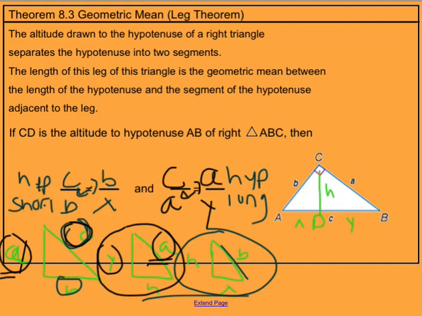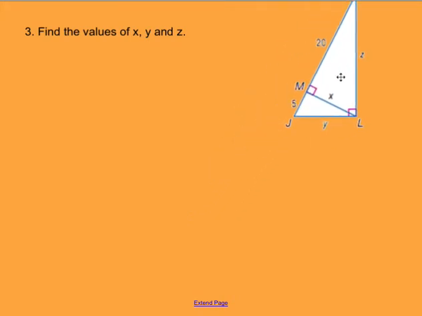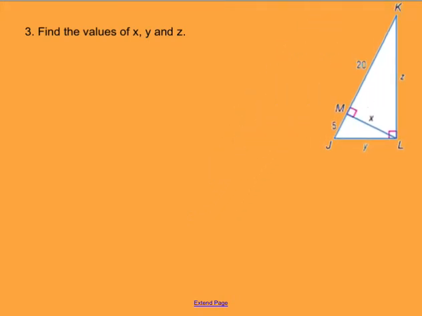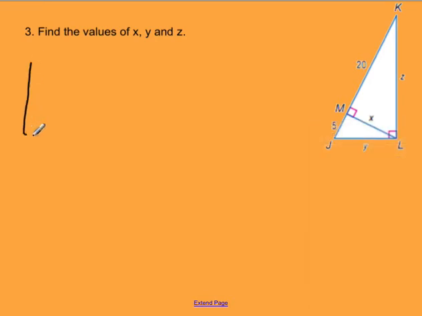Let's take a look at some examples of applications of this. So find the values of x, y, and z. Okay, well this can look really intimidating. So that's why I like to go through and make my 3 triangles. So I'm going to make my long, short, hypotenuse, long, short, hypotenuse, long, short, hypotenuse. Remember my right angles are down here.